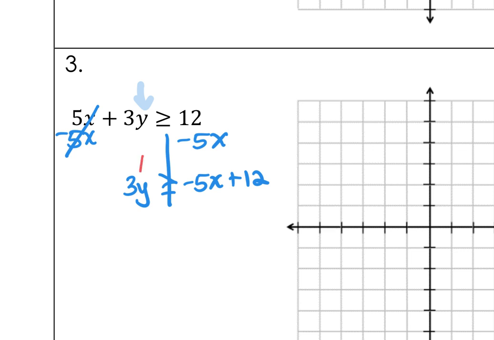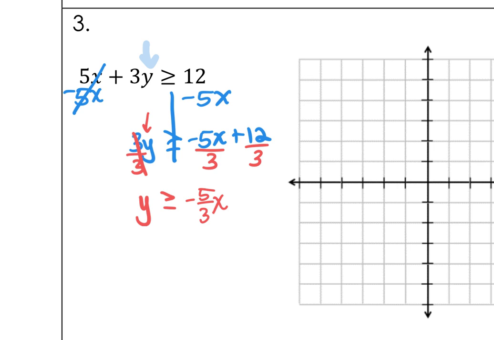Now, all I have to do to get y by itself is divide. Y is being multiplied by 3, so I undo multiplication by division. And when I divide, unlike when I subtract or add, I have to divide everything by that 3. So I get y is greater than or equal to, well, what happens when I do negative 5 divided by 3? It's just going to stay negative 5 over 3. Very good. So our slope is negative 5 over 3x. And then what do I get when I do 12 divided by 3? Very good.